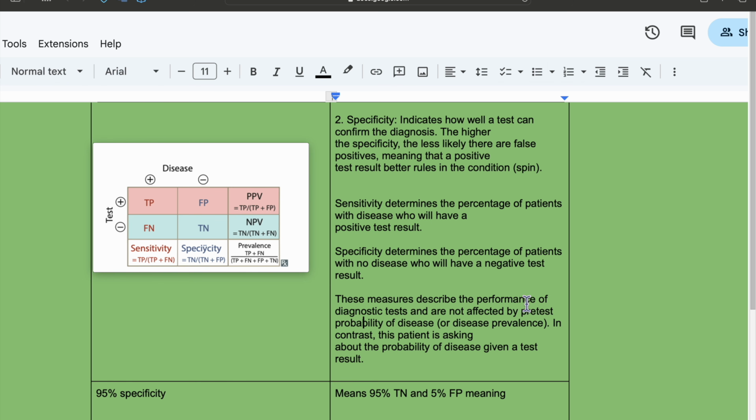These measures describe the performance of diagnostic tests and are not affected by pre-test probability of disease or disease prevalence, right? Those are these things. So don't confuse the two.